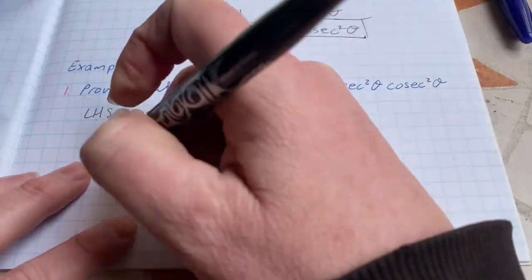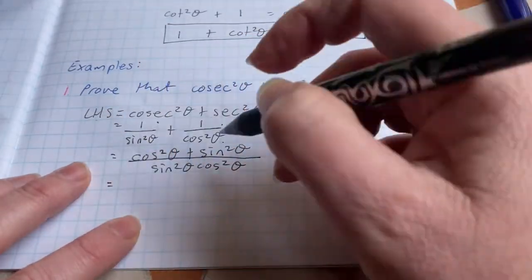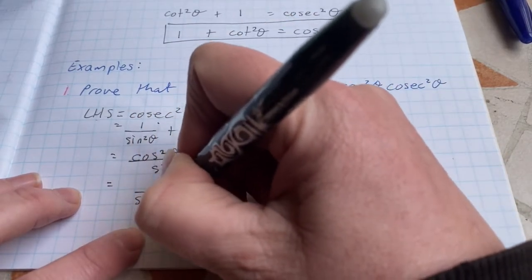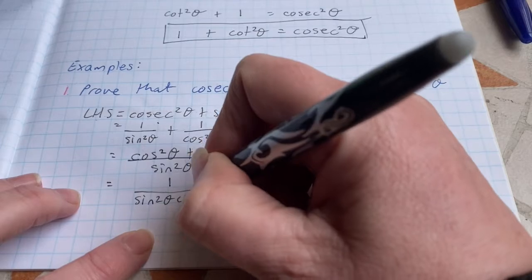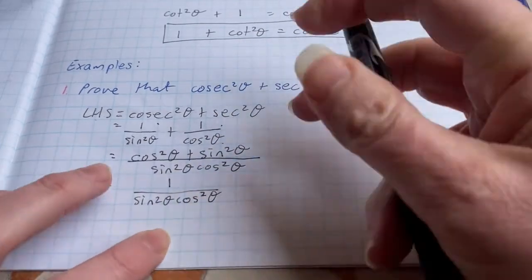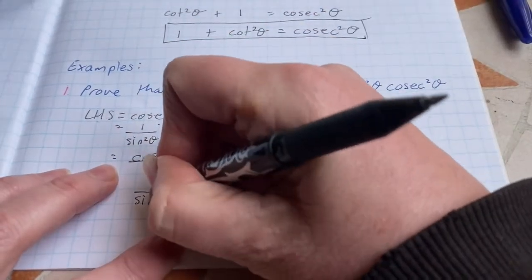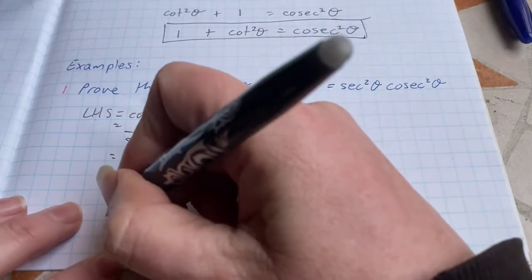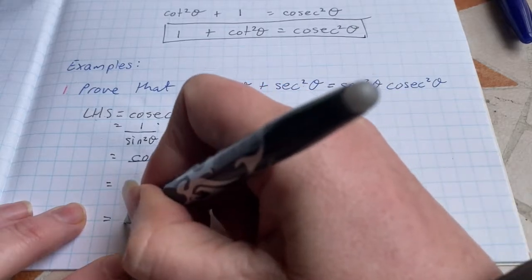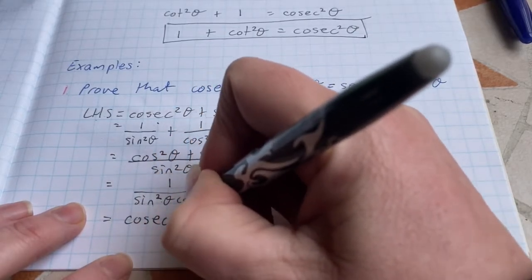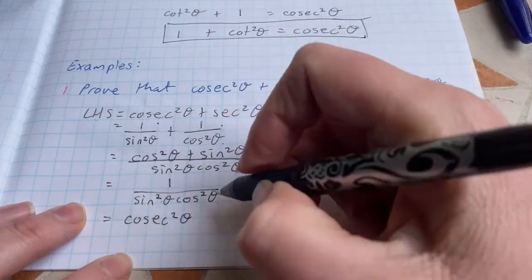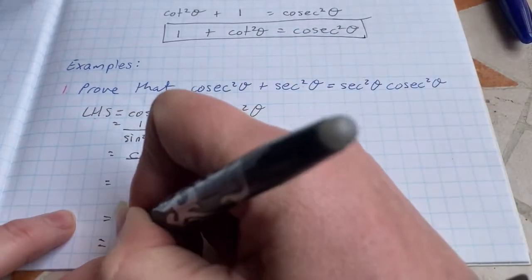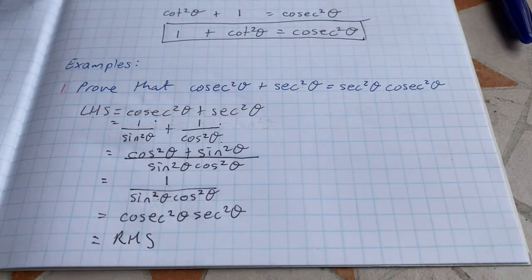Now that numerator, that's that first identity, cos squared plus sine squared actually equals 1. So that's 1 over sine squared theta cos squared theta. So my square doesn't look much like a square, let's just fix that. Now, 1 over sine squared is the same as cosec squared theta, and that's multiplied by 1 over cos squared, which is sec squared theta, and that does equal our right-hand side.